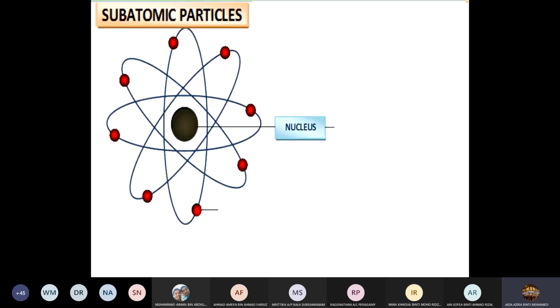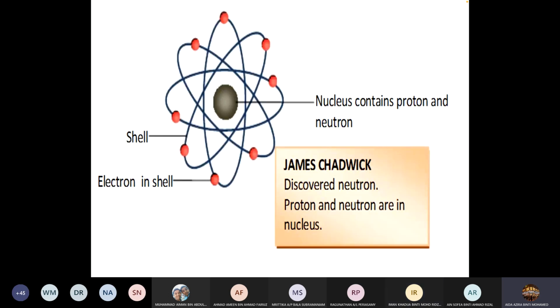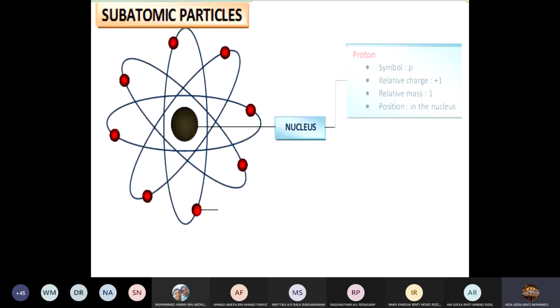Okay. So if you remember, the latest subatomic particle that we are referring to now is from James Chadwick. Okay. So we have subatomic particles. Alright. So the teacher's screen has frozen. Okay. So this is the diagram for the subatomic particles.